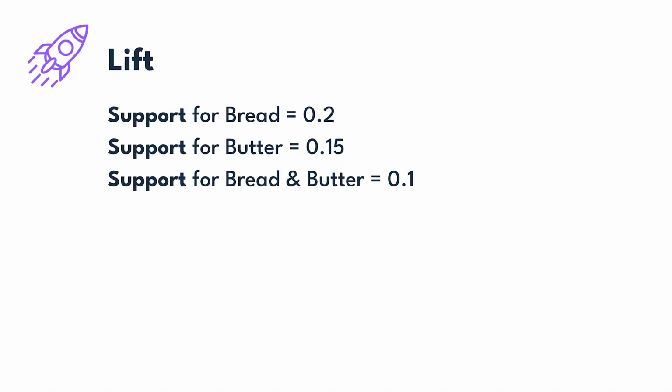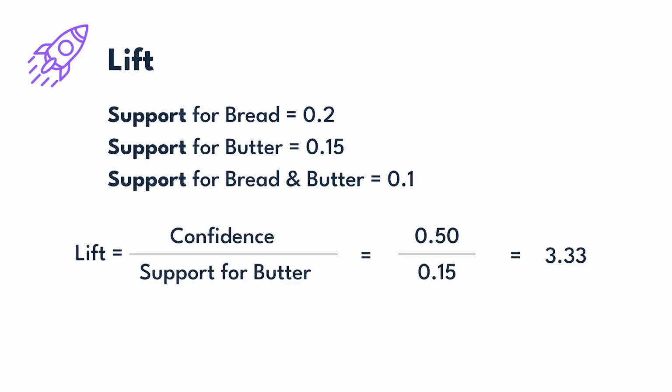Finally, lift compares the likelihood of buying 2 items together versus buying them independently. So you calculate the support for each item individually, then calculate lift using the formula confidence divided by support of the second item. A lift greater than 1 indicates that the items are more likely to be purchased together than separately, thus highlighting a strong positive association. Anyway, like I said, this isn't designed to be a tutorial, so please do your own research if you want to learn more.